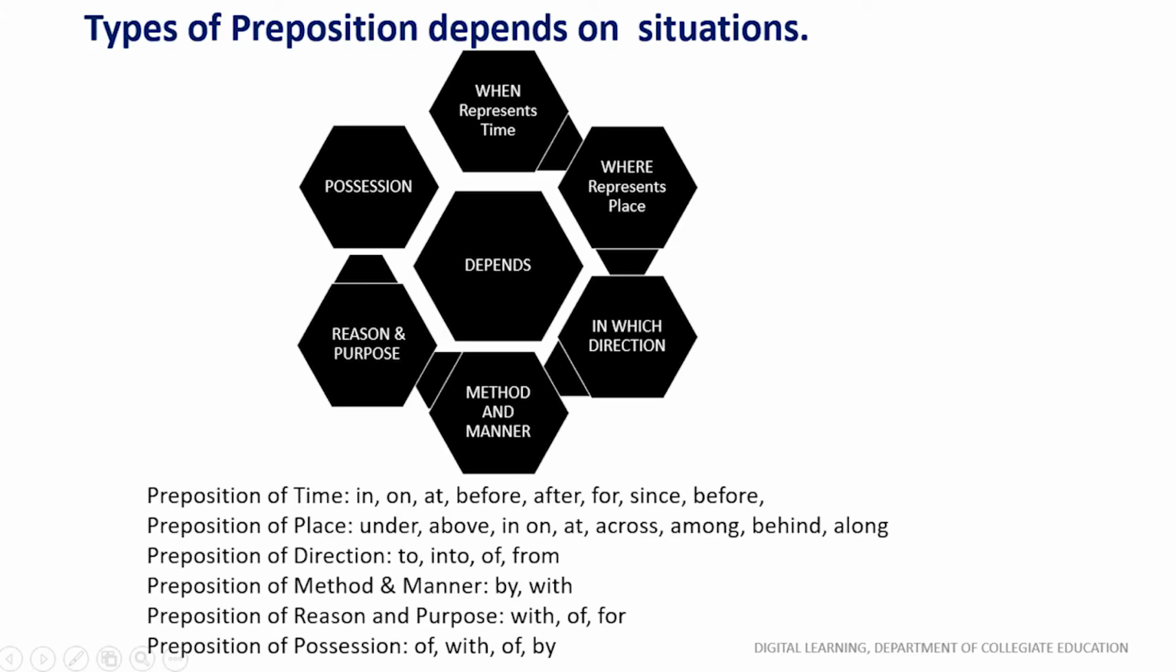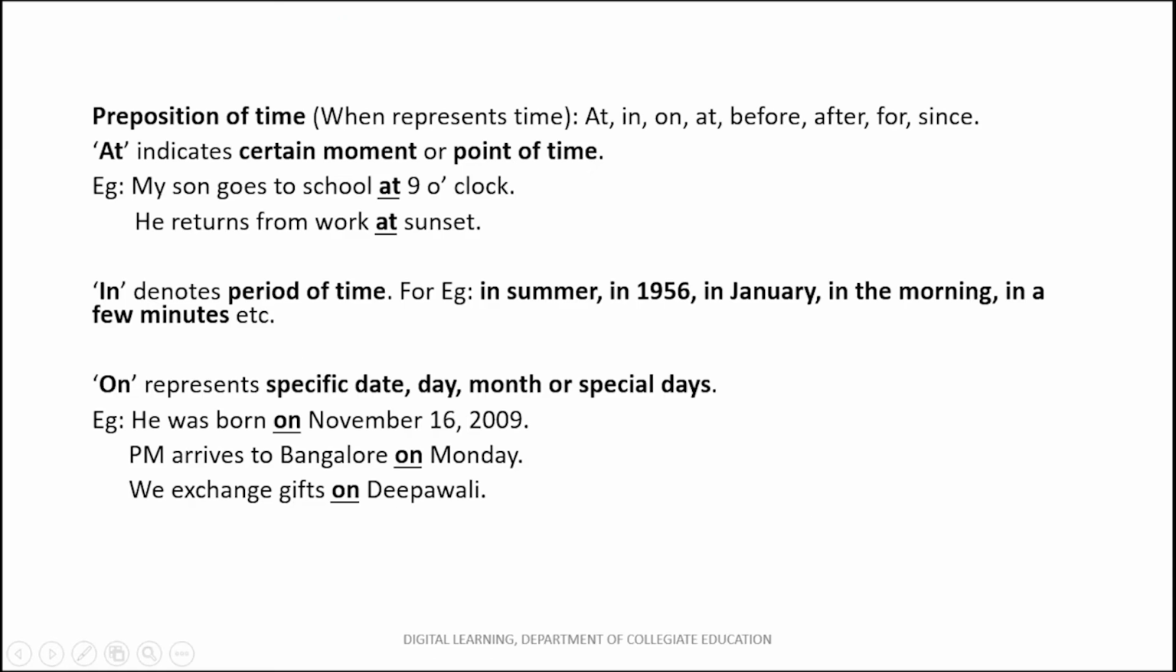Now coming to the types of preposition. The types of preposition depend on the situations: preposition of time, preposition of place, preposition of direction, preposition of method and manner, preposition of reason and purpose, preposition of possession. Preposition of time answers when, where, how, at what time. Now we shall discuss a little bit in detail about these types of prepositions.